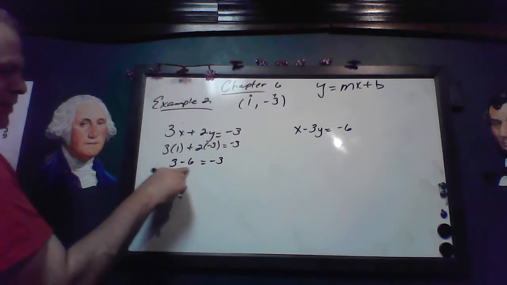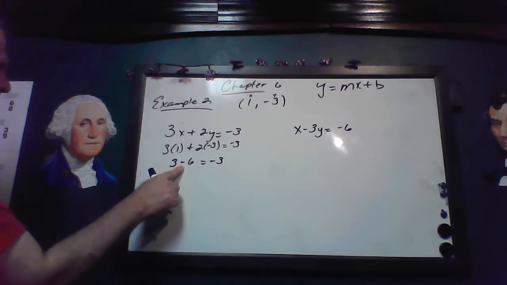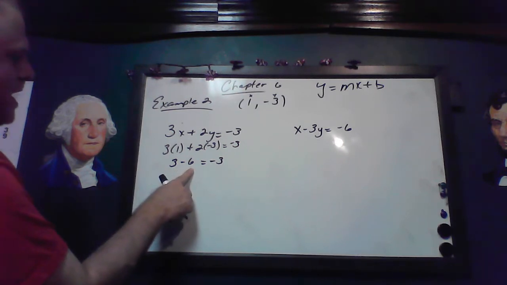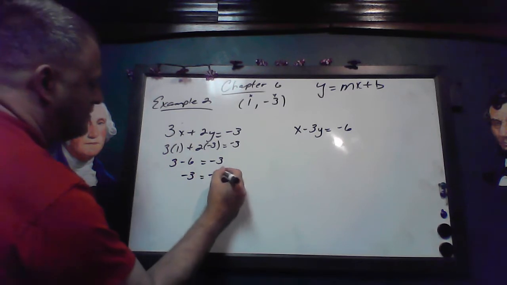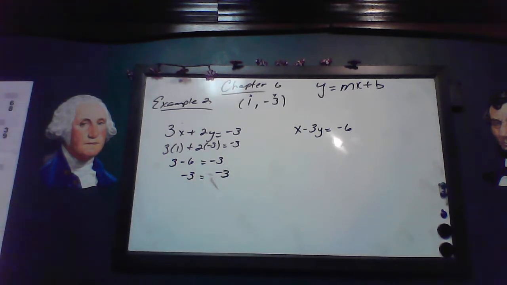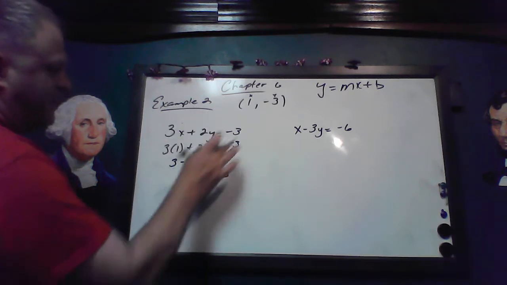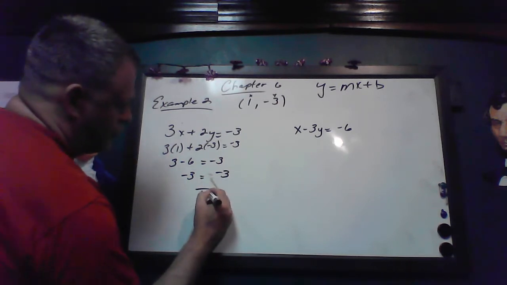So the bigger number is minus 6, so watch out for this minus on there. So minus 6 plus 3 is minus 3, equals minus 3. Is that true or false? Minus 3 is on this side, minus 3 is on that side, minus 3 equals minus 3, that is true.